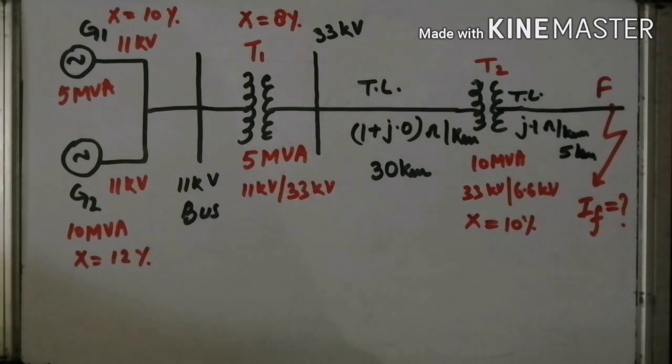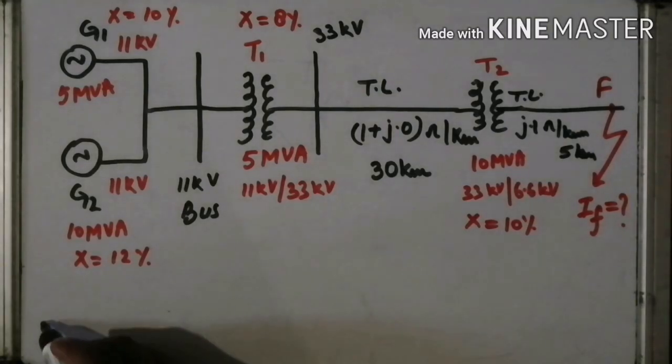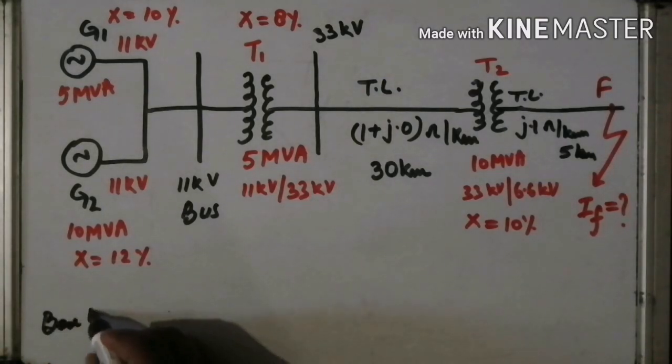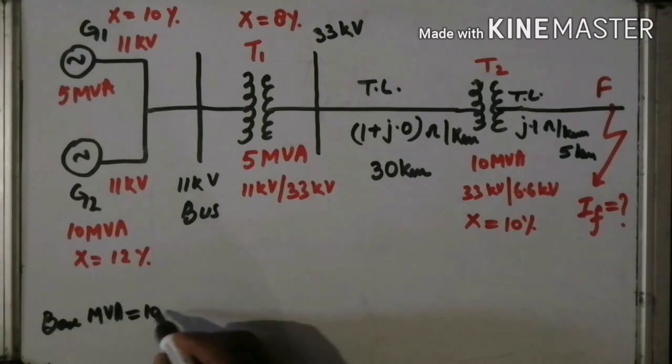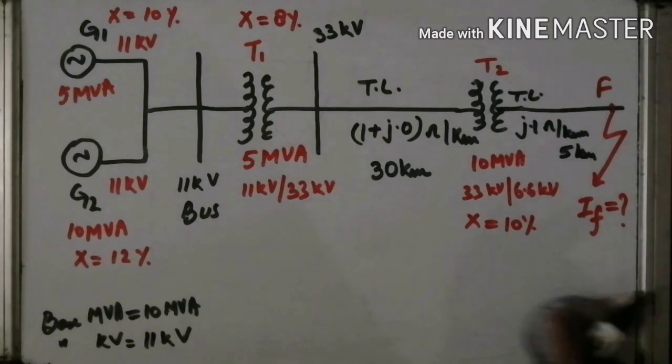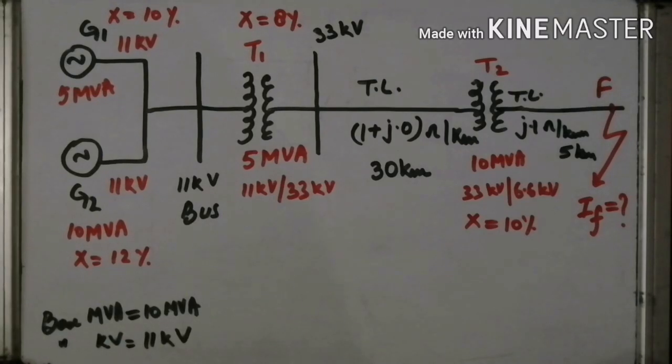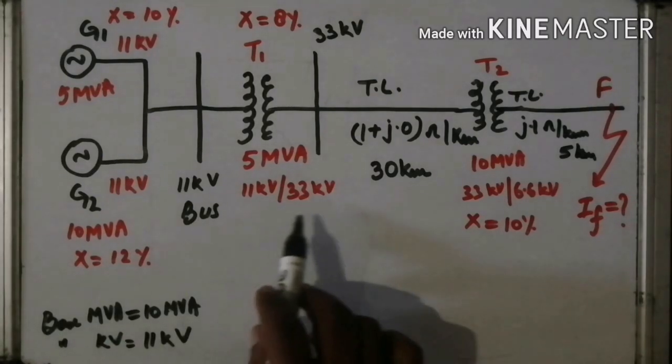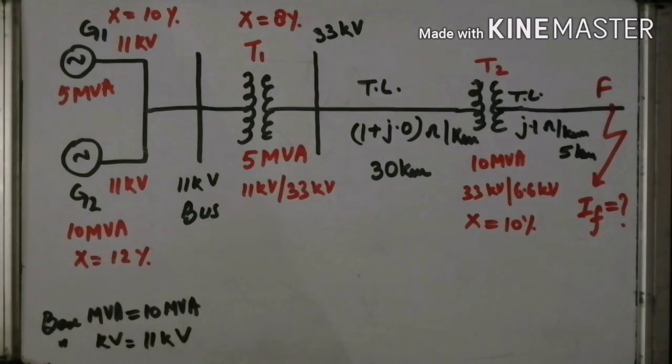Before that, it is necessary to assume base MVA is 10 MVA and base kV is 11 kV. The value of the base MVA is same throughout the circuit, and the value of the base kV depends on the voltage ratio of the transformer.